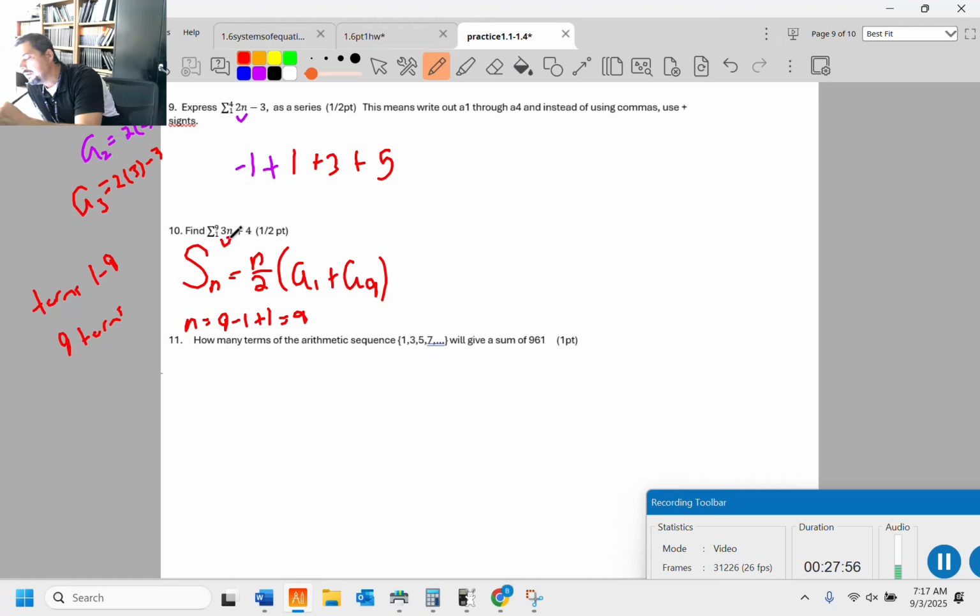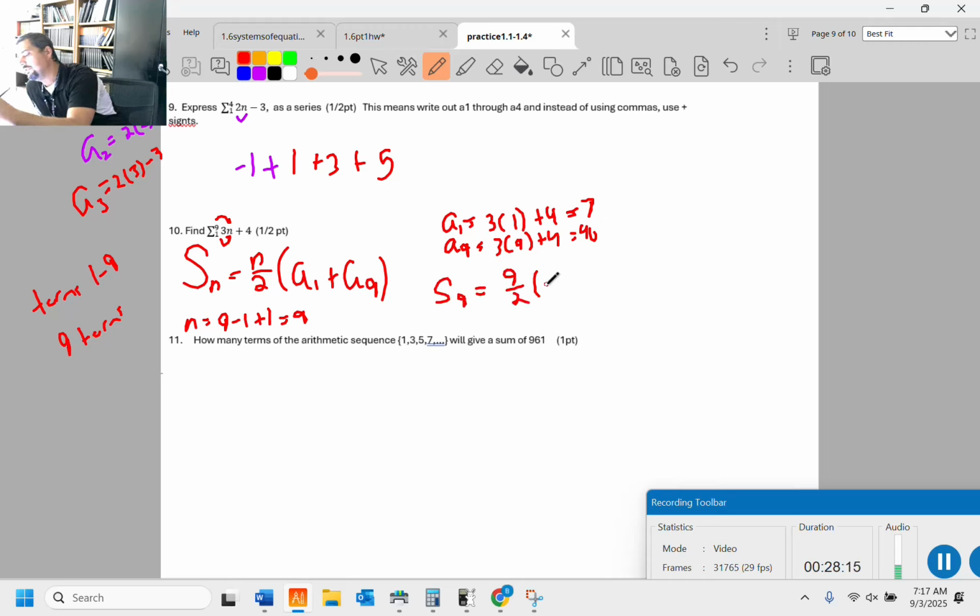To get the first term, we feed it a 1. So 3 times 1 plus 4 is 7. To get the last term, we feed it a 9. 3 times 9 plus 4, which should be 31... I mean 31 plus... let's see, it is 31. And then I just feed this thing. So the sum of 9 things is 9 over 2 times 7 plus 40, which is going to be 47, right? Sum of 9 things is 9 over 2 times 47.